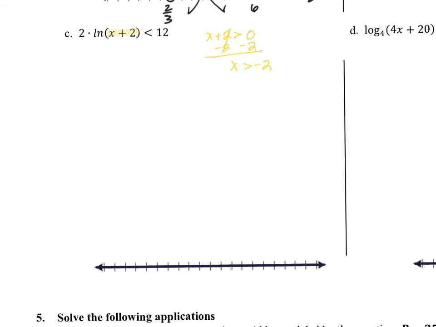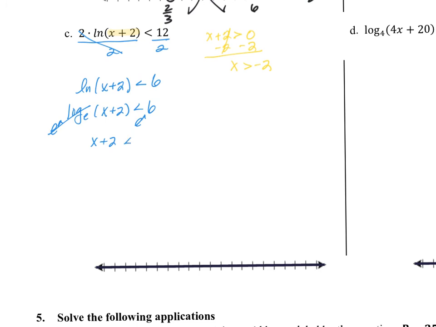Now let's actually solve this. First, I have to divide by 2 on both sides to get rid of that coefficient. And I have ln of x plus 2 is less than 6. Now remember, this is actually log base e of x plus 2 is less than 6. So we're going to raise each side to the e. Those cancel, and I get x plus 2 is less than e to the 6. Subtract 2 from both sides. X is less than e to the 6 minus 2.